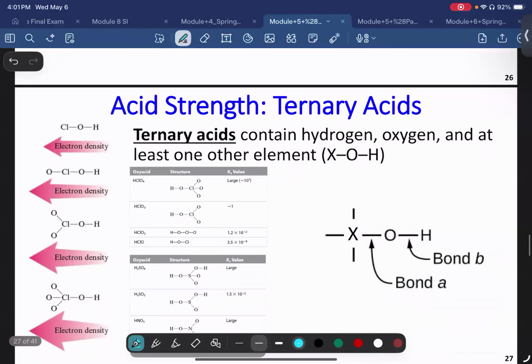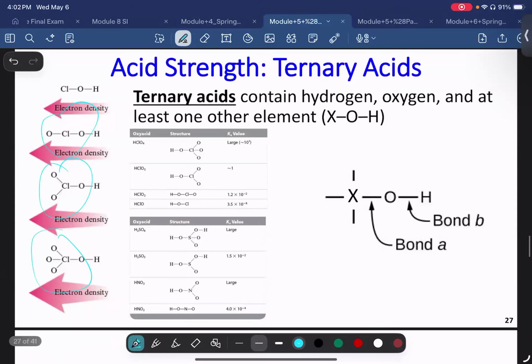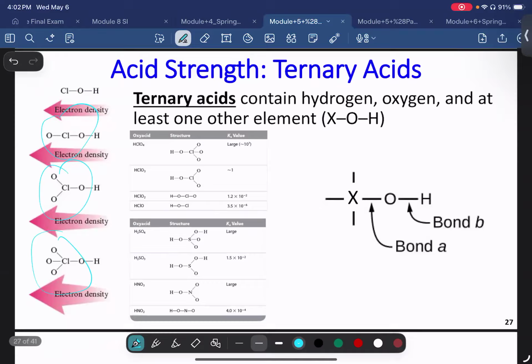With ternary acids, this is where the H is not directly bound to the central atom of a polyatomic ion, right? So in this case, this is Cl here, right? In this case, now you have to consider the electron density. So as electron density increases, you decrease the strength of this bond, allowing the H to come off easier. Okay, so just keep these ideas in mind because there's definitely going to be some kind of question regarding that.